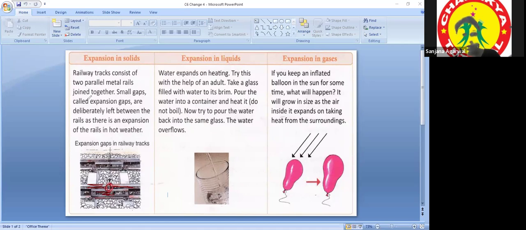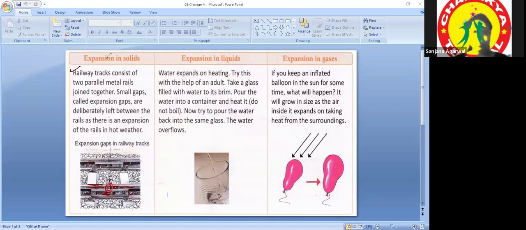This small gap, called an expansion gap, is deliberately left. This gap is not left by chance. It is knowingly kept here because in the months of June and July, when the temperature rises to almost 45 to 50 degrees, we know metals, every type of material, expand. This railway track will also expand. In case you do not leave any gap, what will happen? So this is knowingly left so that when they expand, they get some space to set properly and just touch each other, and no harm can come to the trains and all.